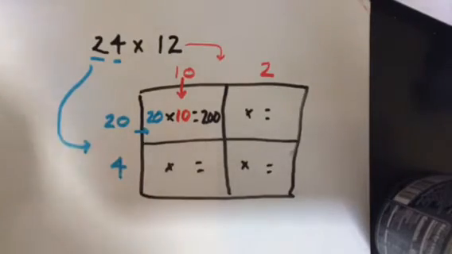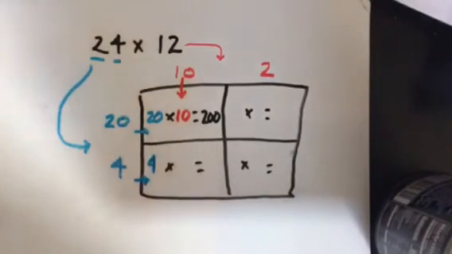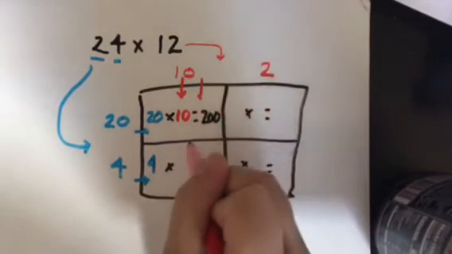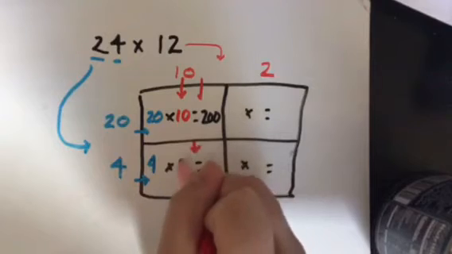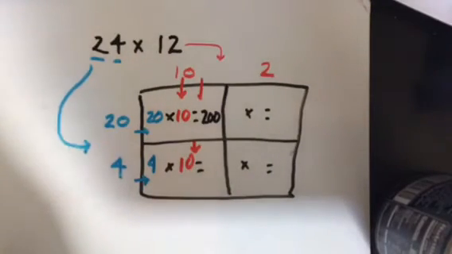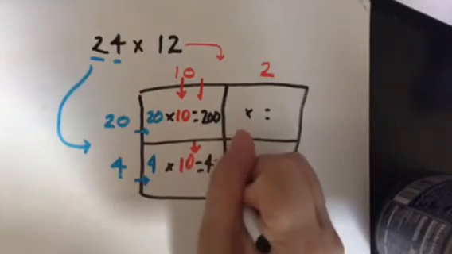Then, I'm going to move down to my next one, my next square. I've got my 4. And my 10 is actually going to come down here one more time to all the way down here. 4 times 10. Now, knowing our tens and our multiples, 4 times 10 is 40.